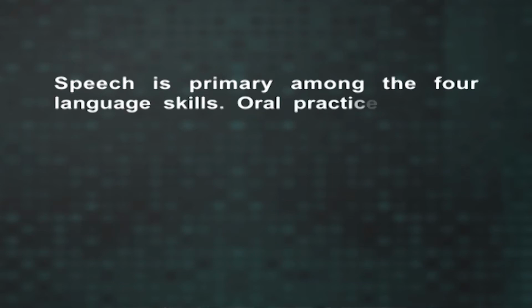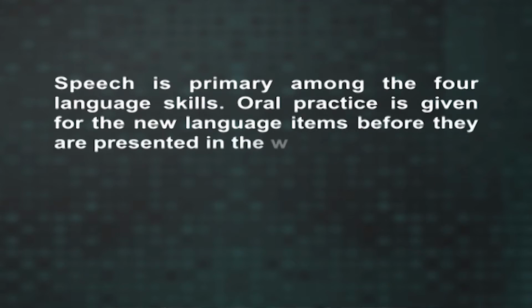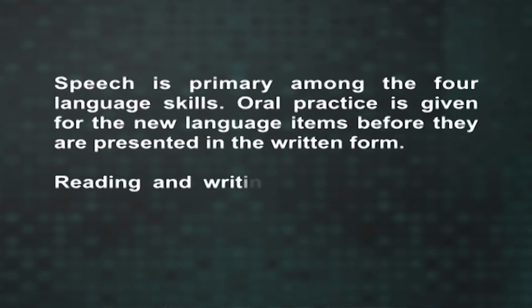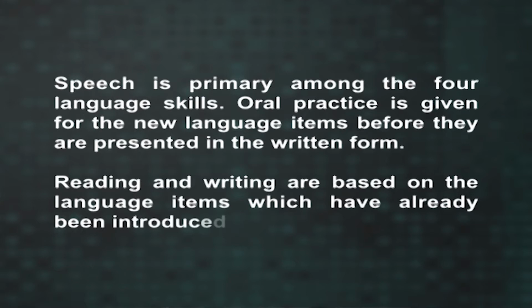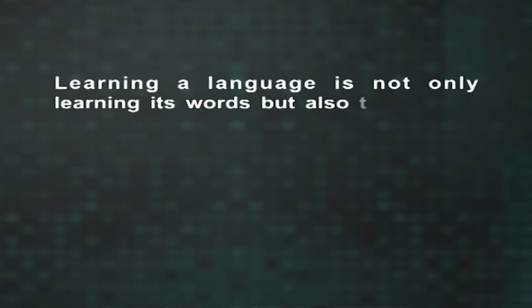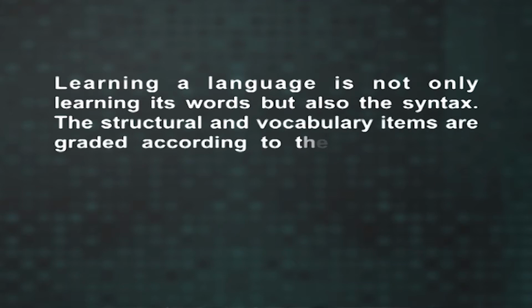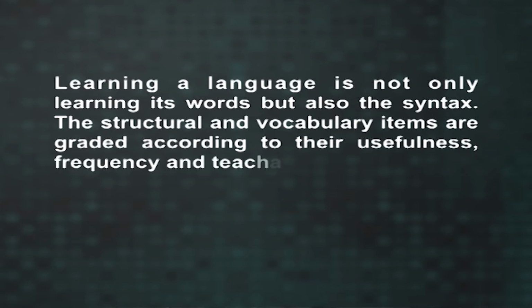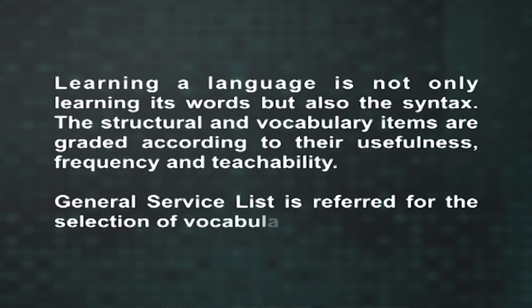The characteristics of the SOS approach. Speech is primary among the four language skills. Oral practice is given for the new language items before they are presented in the written form. Reading and writing are based on the language items which have already been introduced and practiced orally. Learning a language is not only learning its words but also the syntax. The structural and vocabulary items are graded according to their usefulness, frequency and teachability. The General Service List is referred to for the selection of vocabulary items.